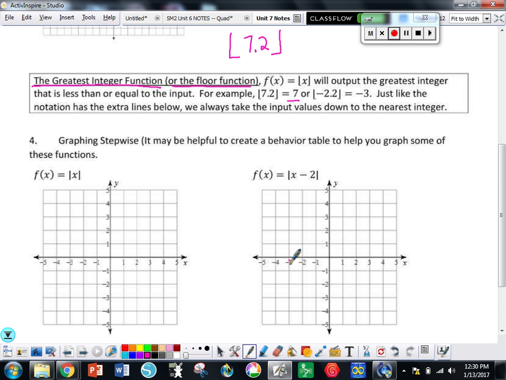Either get to the back of my room and talk quietly or pay attention. Negative 2.2 would round down to negative 3 because it's the next integer below it, right? Is that okay? Because integers are different. Just like the notation has the extra lines below, we always take the input values down to the nearest integer.